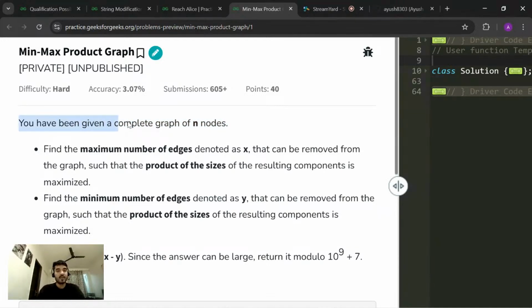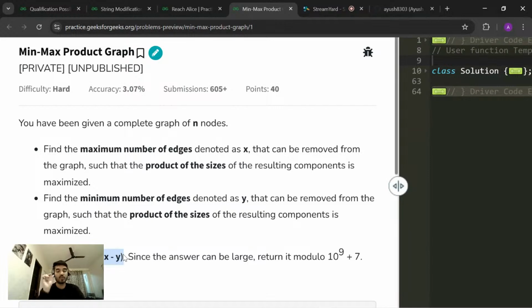So you are given a complete graph of n nodes, and you need to find the maximum number of edges, let's say x, that can be removed from the graph such that the product of sizes of the resulting components is maximum. And also you need to find the minimum number of edges, let's say y, that can be removed from the graph such that the product of sizes of the resulting components is maximum. And you need to return the value of x minus y.